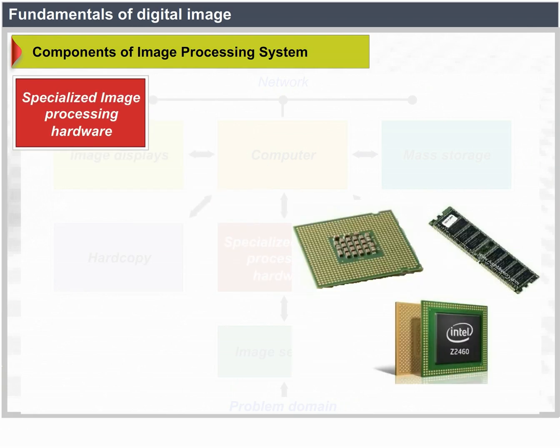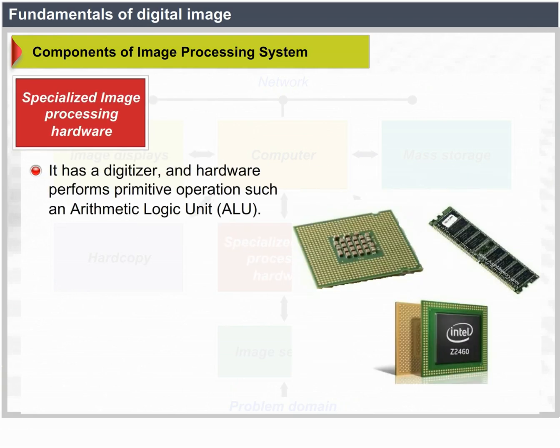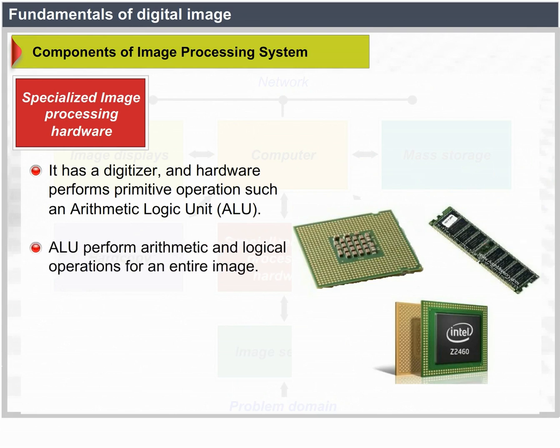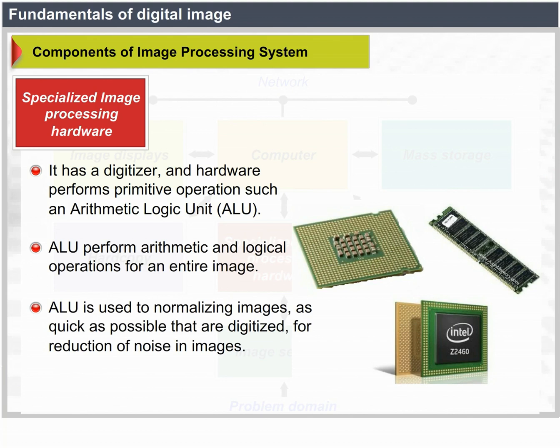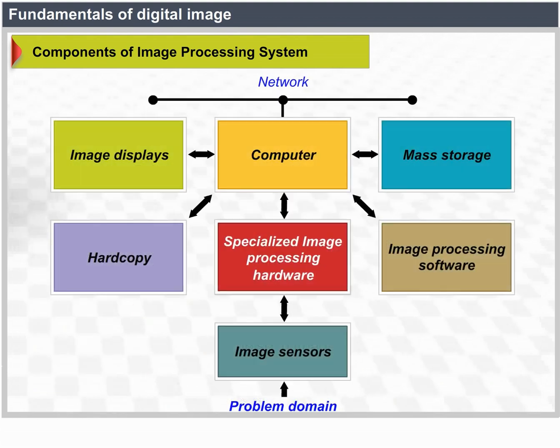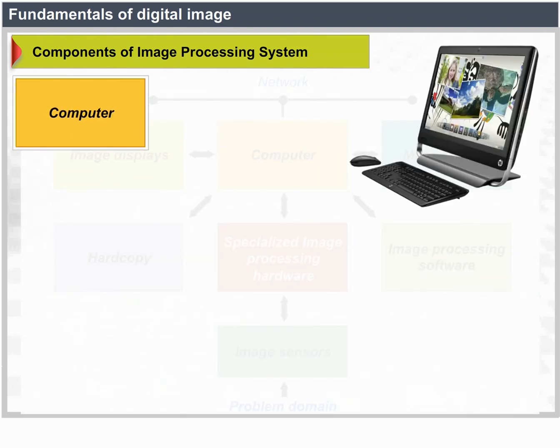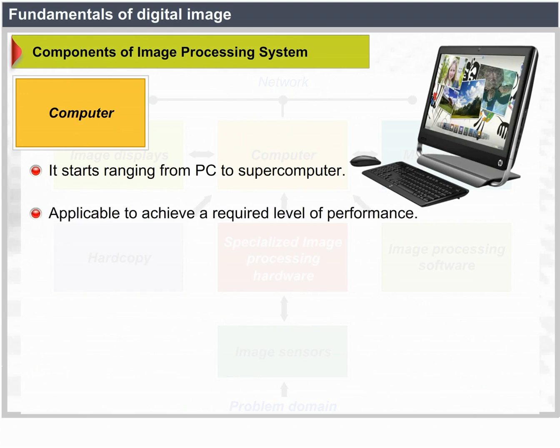Specialized image processing hardware. It has a digitizer and hardware which perform primitive operations such as arithmetic logic unit. ALU performs arithmetic and logical operations for entire images. ALU is used for reduction of noise in images. This hardware is also called as front-end subsystem. Computer. It can range from PC to supercomputer, used to achieve a required level of performance.